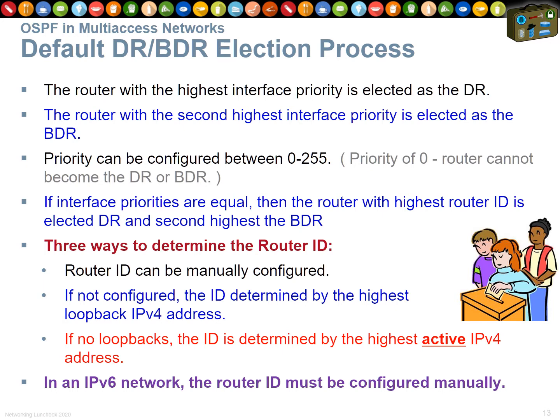But by default, they're all priority 1. So you need a tiebreaker. The tiebreaker is the router ID. The highest router ID becomes the DR, the second highest becomes the BDR. The router ID can be set manually, and it's often recommended to do so. If you haven't set it manually, it'll take the highest IP address of any loopback interface. If you've got no loopbacks, the router ID is determined by the highest active interface.